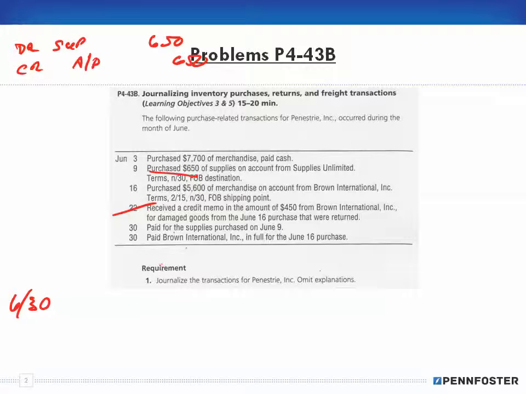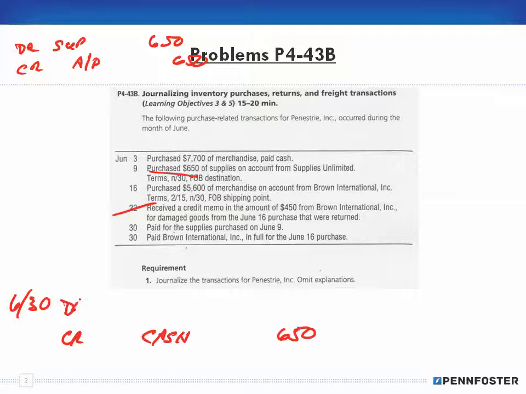Okay, first of all, if I'm going to make this journal entry and I go through the thought process, am I affecting cash? Yes, I am affecting cash because I'm paying for the supplies. So my cash is going to decrease. To decrease an asset account, I credit it. So I'm going to credit cash for the $650.